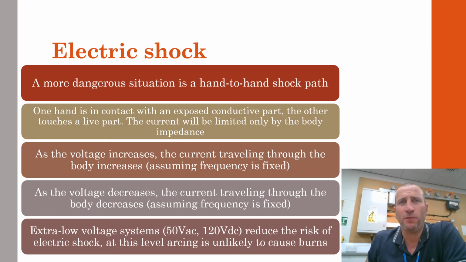One test that is performed is the prospective fault current test. This shows the amount of current that can flow in fault conditions, and this is regularly in the range of thousands of amps. One safety measure that is used is installing an extra low voltage system. That is 50 volts AC or 120 volts DC. At this level, the risk of electric shock is reduced, since the lower voltage cannot put 50 milliamps through the body, and any arcing is not likely to develop enough heat to cause burns.